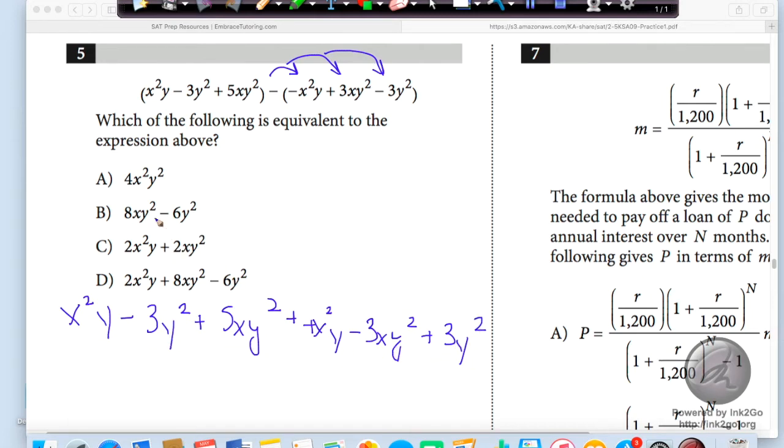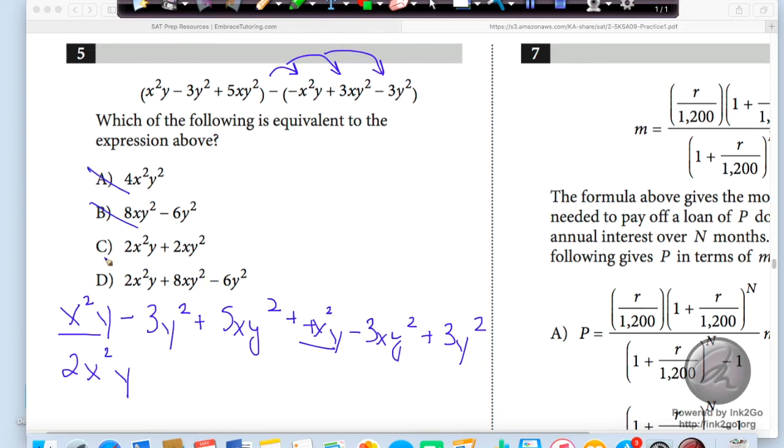But I'm going to combine like terms based upon the fastest way to get to my answer choices. I can immediately see something with the x squared y. This is positive, that's positive. I'm going to add these together, 2x squared y, good. If anything doesn't have that in my answer choices, I'm gone.